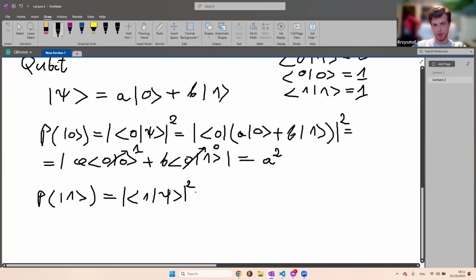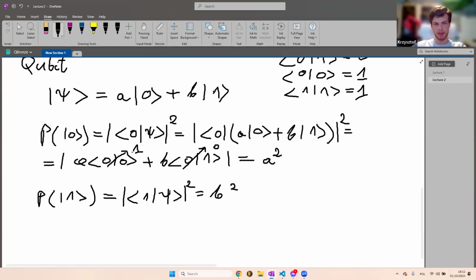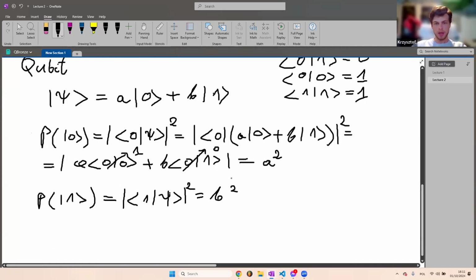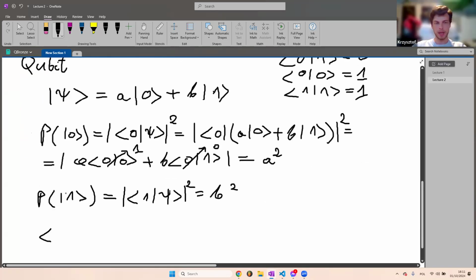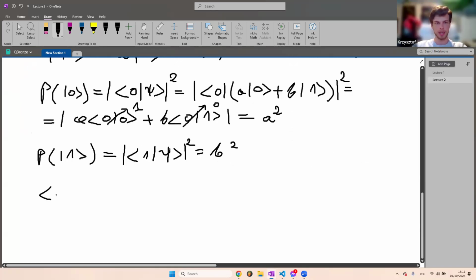You can try to prove it on your own. It's a very simple analogy. We can prove that this is b squared, because in that case this term will become 0 and this term will become 1, and we will get b squared. But we also know that the states are orthonormal, and we want the normalization of the states to occur. So actually, the length of the vector psi should also be 1.